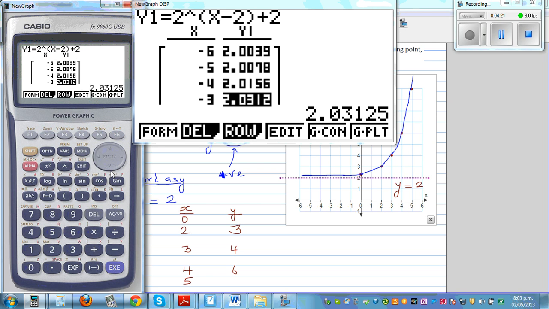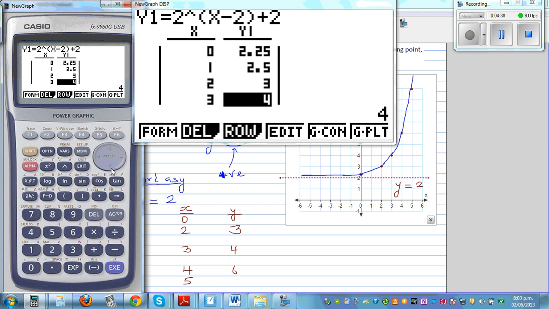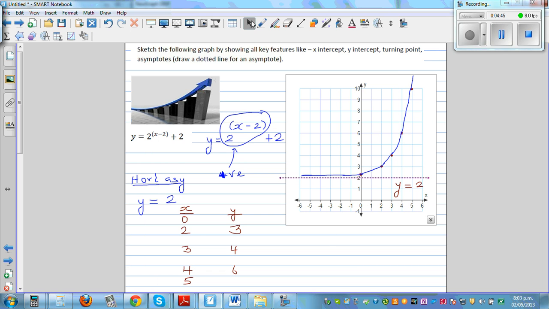So you can see here, when x is 0, y is 2.25, and then you got 2.5 when x is 1. I didn't plot that. When x is 2, y is 3, and so on. And when x is 5, y is 10, and when x is 6, y is 18. So this is the exponential graph of y is equal to 2 raised to x minus 2, plus 2.